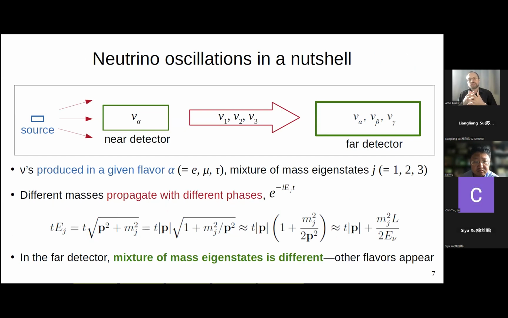Neutrinos are produced in a given flavor, electron, muon, or tau, which is a mixture of mass eigenstates. Every mass eigenstate propagates and attains a different flavor on their way from the near to far detector, and as a consequence, in the far detector, we typically observe a different composition than we started with. So we observe other flavors appearing.